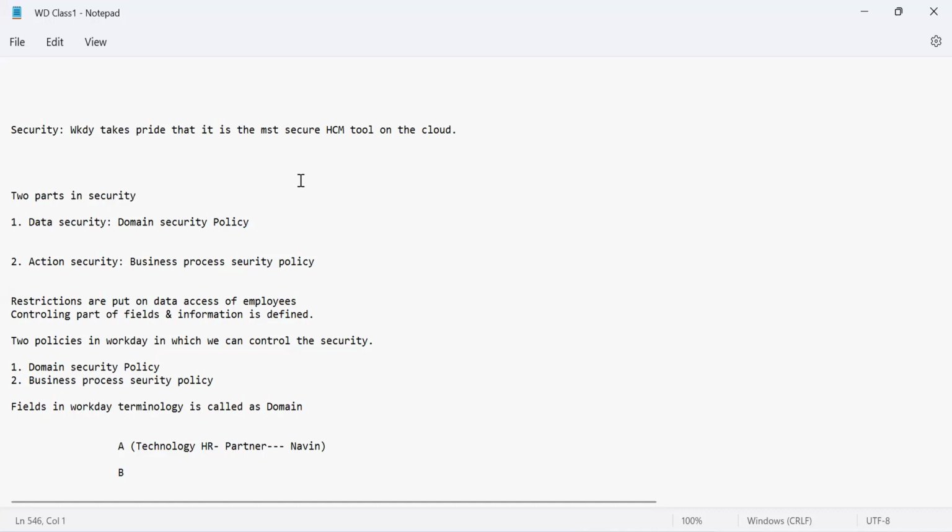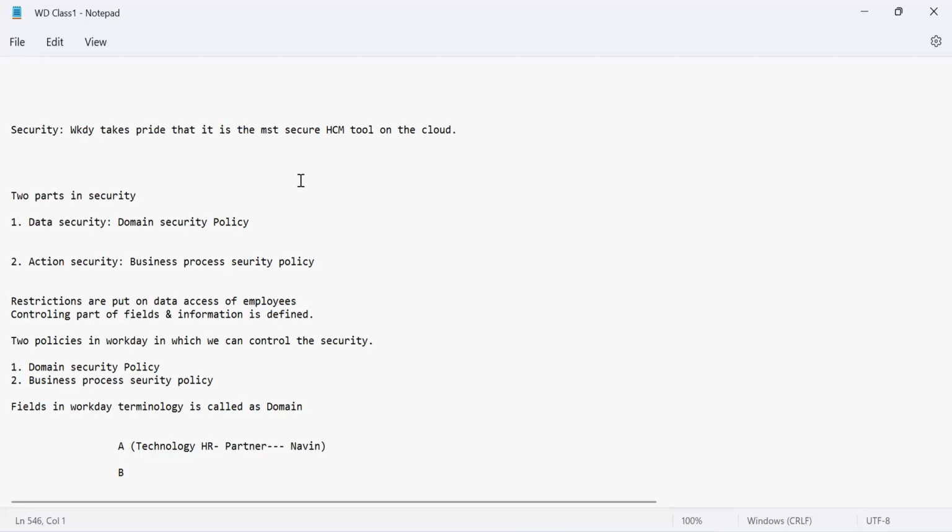Anybody, guys? It's very simple. I have given you the answer also. Personal details, absolutely correct. Your dependent details, your bank information, your benefits, all the things you can access in Workday, right?